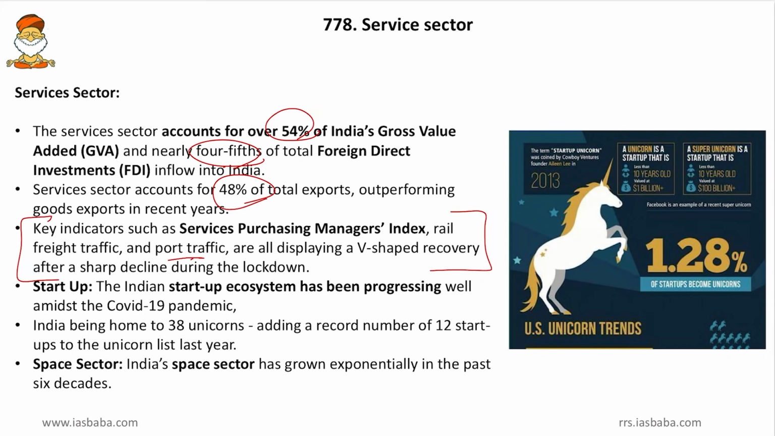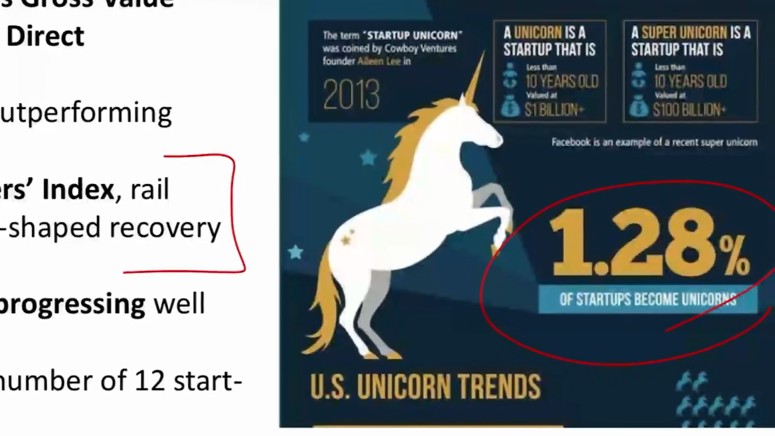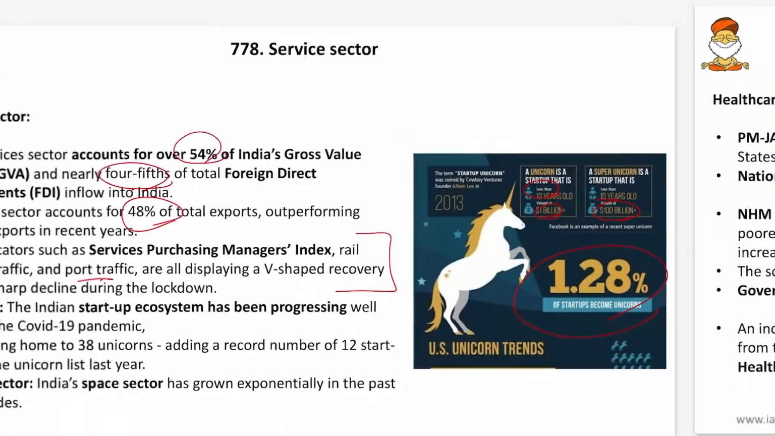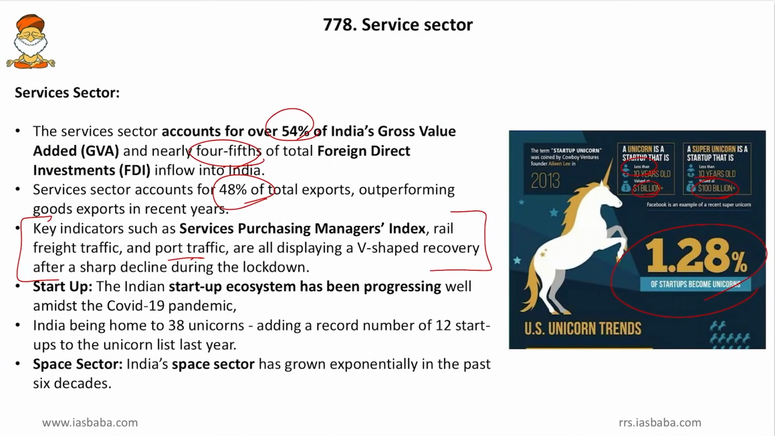Friends, what is a unicorn? It is a startup that is setting a new trend in the market. As per the unicorn trends, only 1.28% of startups have the ability to become a unicorn. The criteria is that they should be 10 years old and have a value of $1 billion. Then a super unicorn should also be 10 years old, but its value should be 100 billion. So remember these criteria. This term was coined in the year 2013. The word unicorn is a new concept and a probable area for UPSC to ask a question.